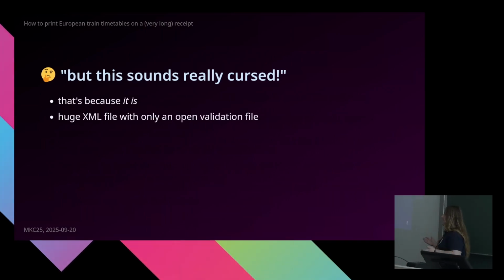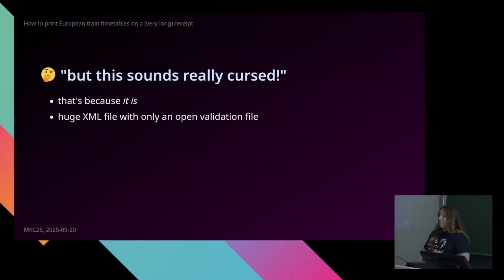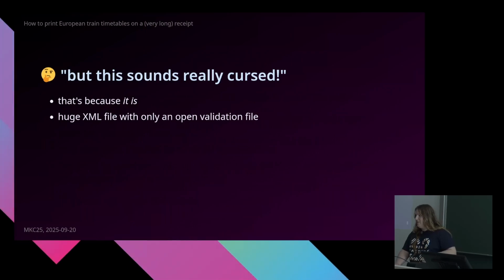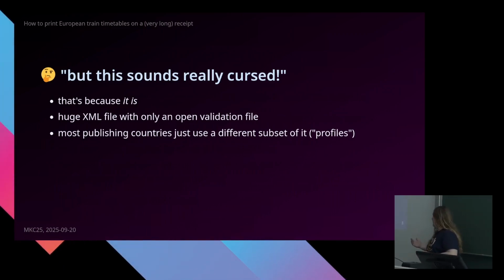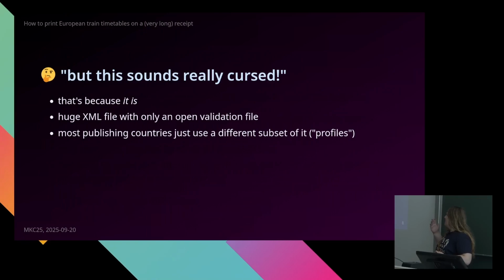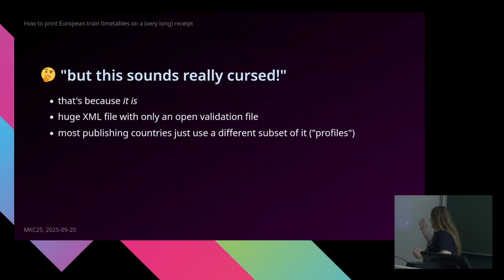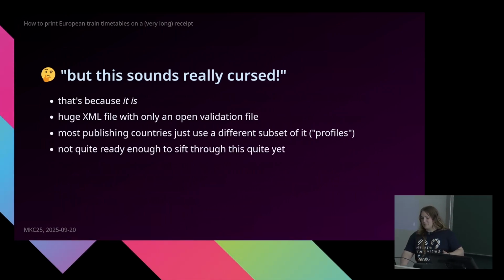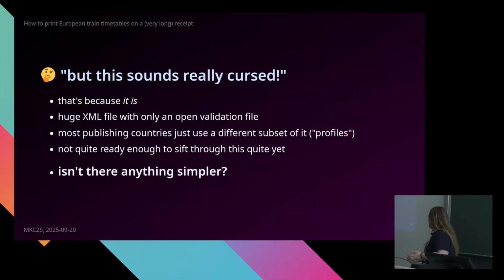So this sounds really cursed, and it kind of is. It's a huge XML file. The validation files are open, which is good. However, we still have no clue what the spec actually is. Also, most countries use subsets of that spec. They call them profiles. And you'd think that they're using a standardized subset and everyone uses more or less the same. They don't. So I am not quite ready to sift through all of this quite yet. Can we do anything simpler?